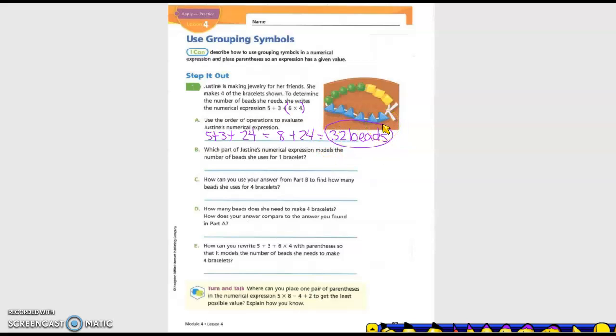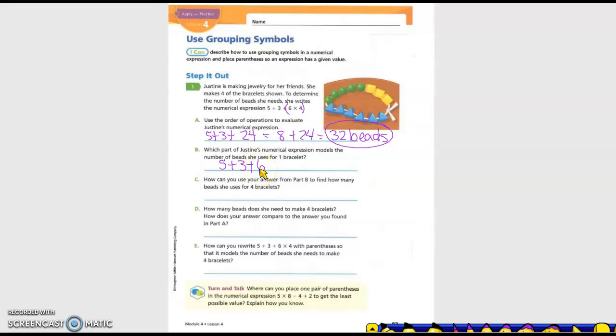Which part of Justine's numerical expression models the number of beads she uses for one bracelet? So what was the part for one bracelet? This first part, right? Because it shows that there were 5 green ones, then 3 yellow, and then 6 blue, right? Okay, so it was that first part. So 5 plus 3 plus 6.